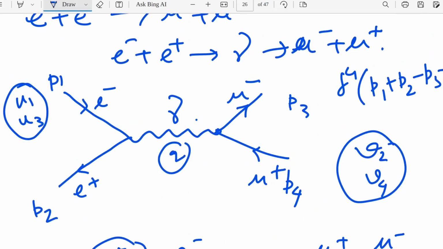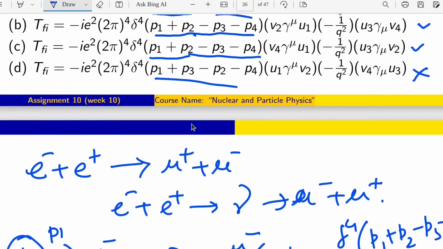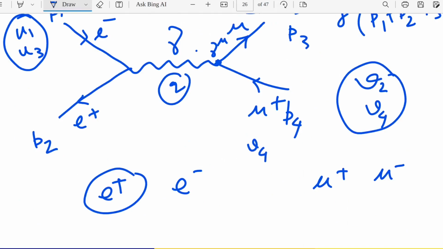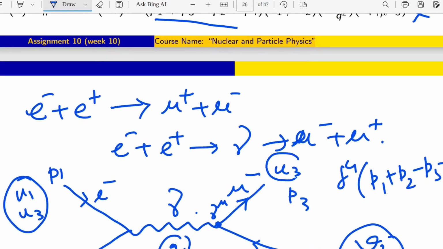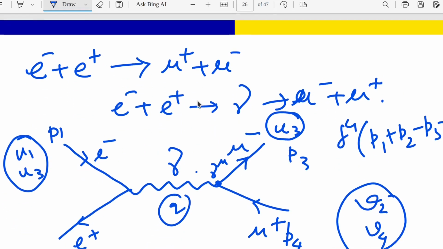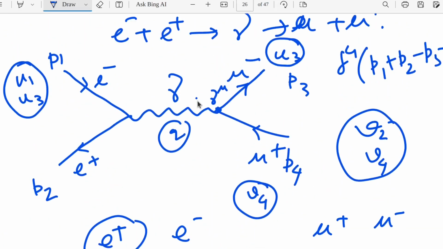Let's say I have gamma mu here. So what is this one? This one I have written here for mu minus. For mu minus it was u3 and for mu plus it was v4. So I am just circling this. In that vertex the expression will be u3 gamma mu v4. I am talking about this vertex only. In that vertex you can see that u3 gamma mu v4 will be there.